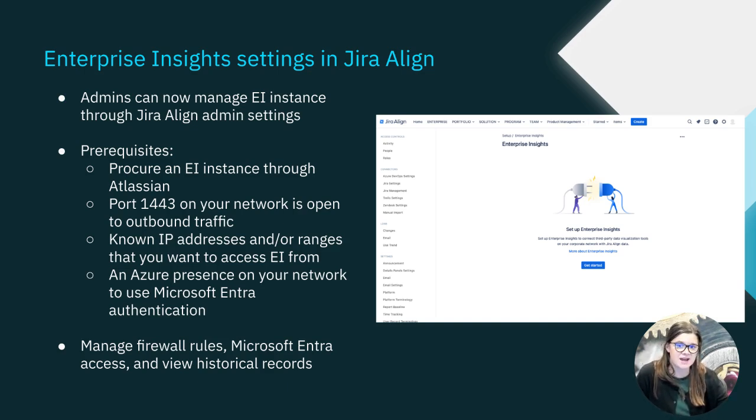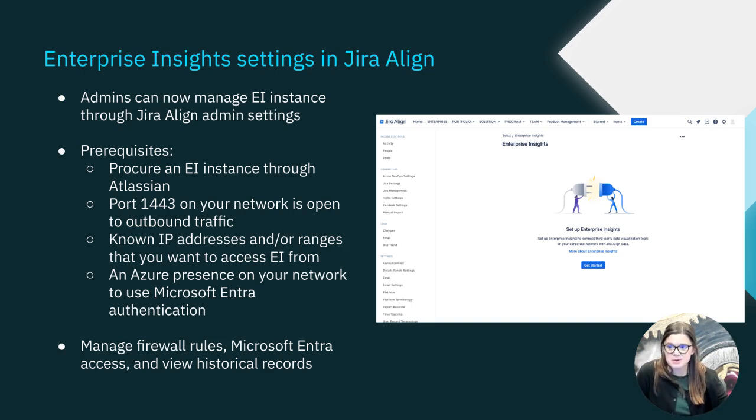First, you do need to have an active Enterprise Insights license or instance through Atlassian. Port 1443 on your network does need to be open to outbound traffic. Known IP addresses and/or ranges that you want to access from Enterprise Insights need to be known. And an Azure presence on your network needs to be present so that you can use Microsoft Entra authentication.